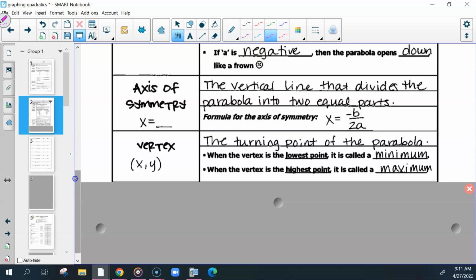In the second, the bottom one, the highest point is called a maximum. When we find that x equals whatever that number is, we're going to put that value back into our equation to find our y value, so that we get an ordered pair. That ordered pair is going to be our vertex, the turning point. That's usually the lowest point or the highest point of the quadratic. You don't really need to know the minimum and maximum part, but you can write it for now.